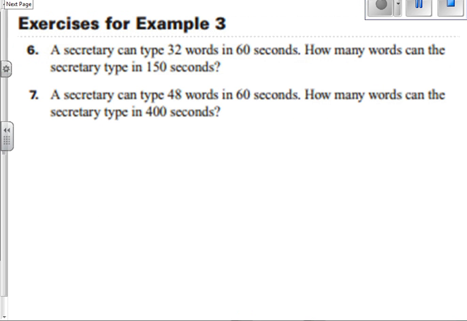So let's move on. All right, we got exercises 6 and 7. These are yours. I'm going to let you do them instead of me working them out. So pause the video, work those out, and then start the video back up, and we'll check your answers.